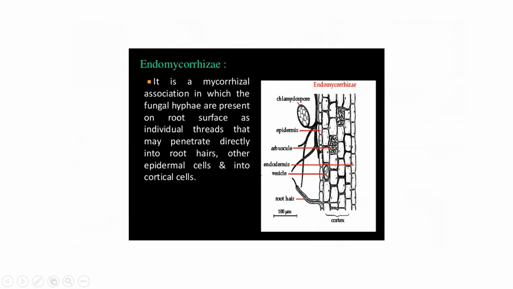So endomycorrhiza is a mycorrhizal association in which the fungal hyphae are present on the root surface as individual threads that may penetrate directly into the root hairs. So endomycorrhiza will first grow on the outside and then it will penetrate the root cells. It will penetrate the root epidermis and go into the root cortex. So this is called endomycorrhiza. First the mycorrhizal spore or the chlamydospore will germinate and grow as a hypha, and then it will penetrate the root epidermis and grow inside the root cortex.